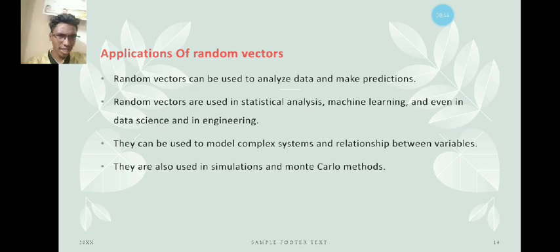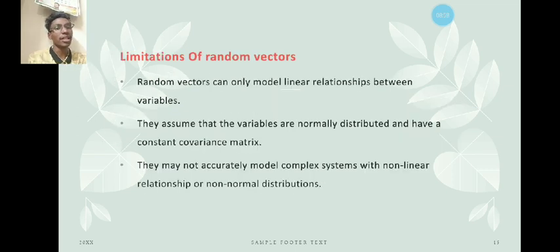And by using random vectors, we can find the relationship between complex variables. Okay, they are also used in Monte Carlo methods. This is one method.